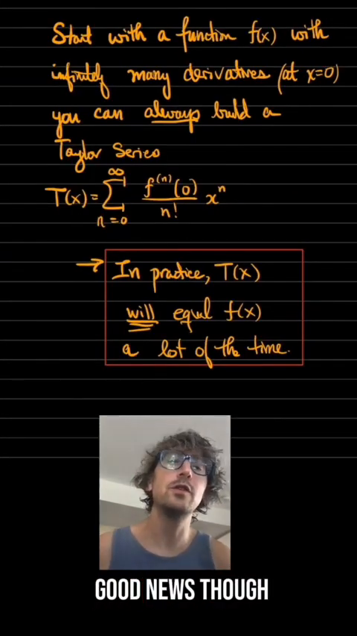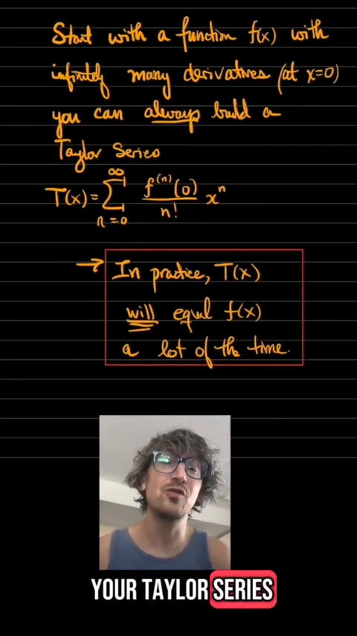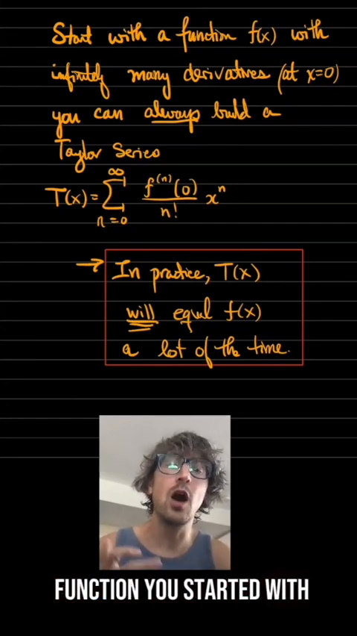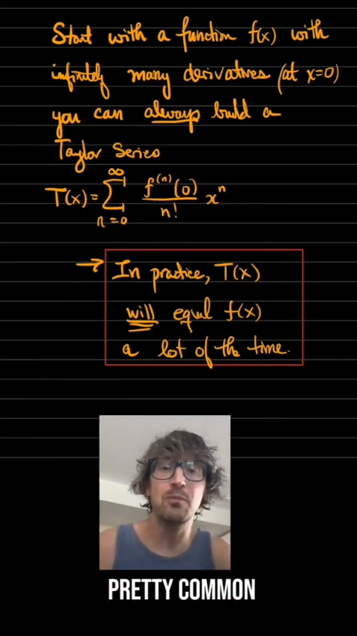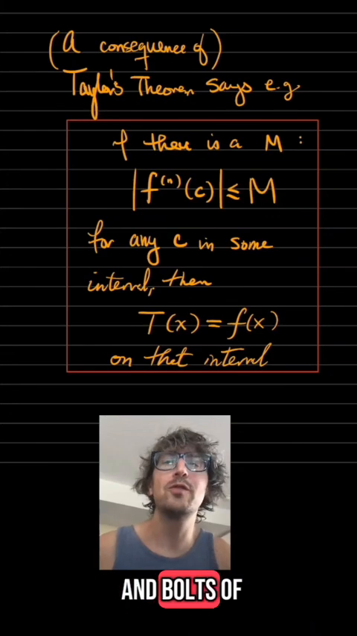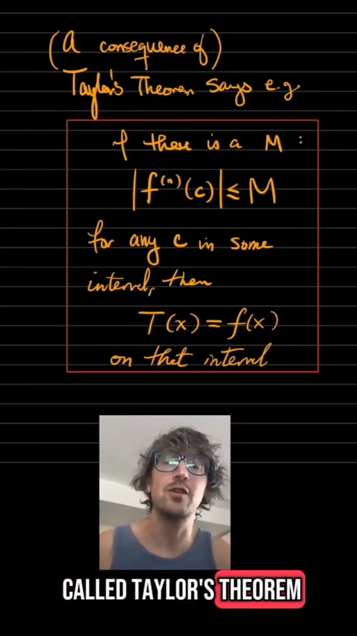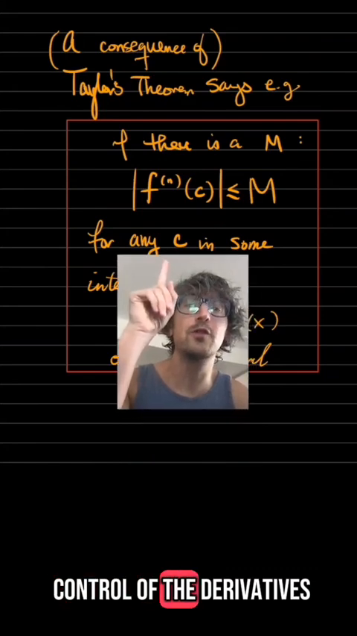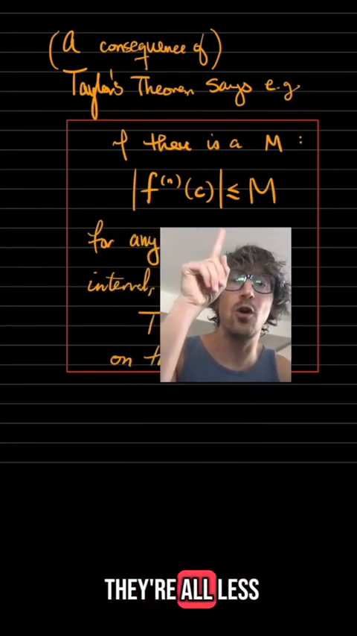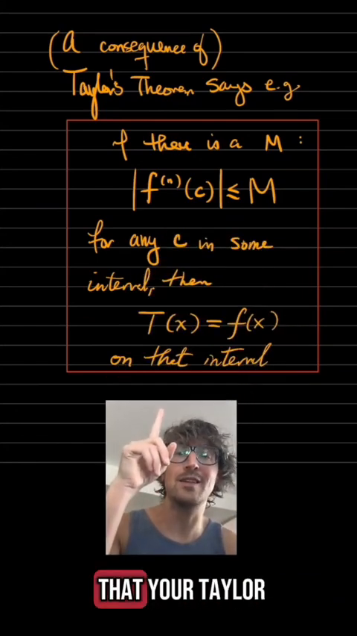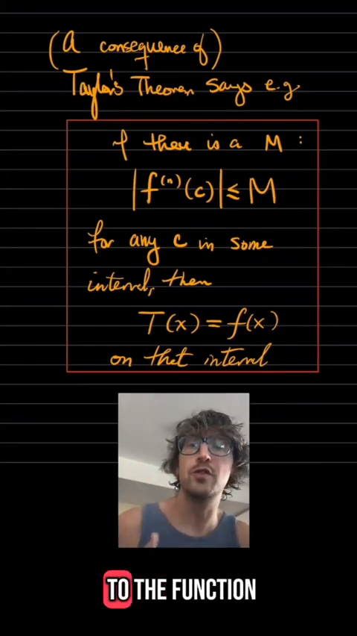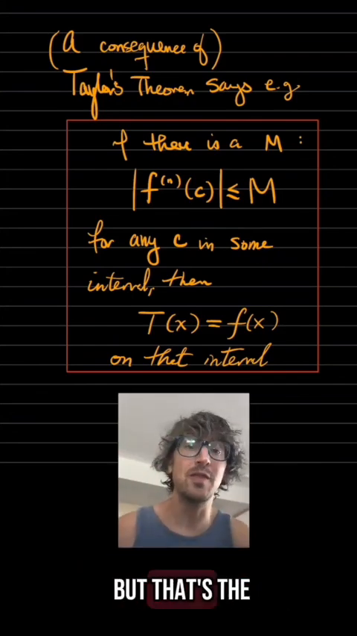I do have good news though. In practice, your Taylor series will equal the function you started with a lot of the time. It works for any function that's called analytic, and these are pretty common. If you want to know the nuts and bolts of what's going on, there's a theorem called Taylor's theorem that says if you have some control of the derivatives, for instance, if they're all less than some fixed number m, then it's going to be the case that your Taylor series will converge to the function. There are some more details in there, but that's the basic gist.